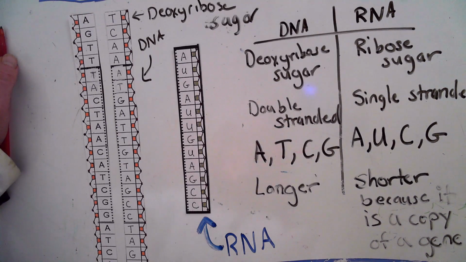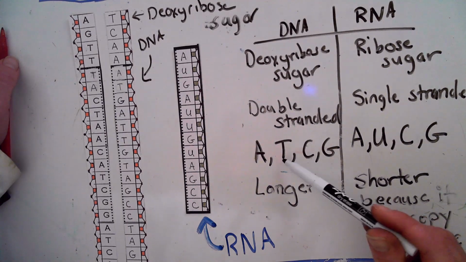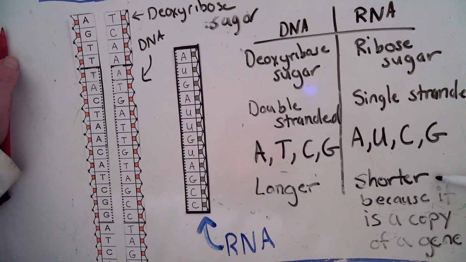When your body is ready to make a protein, one of the first things it's going to do is to make the molecule RNA. It has a different sugar. It is single-stranded. It has different nitrogen bases, with uracil replacing thymine. And it's going to be much shorter because it is a copy of only a gene. It's not a copy of the entire DNA sequence.